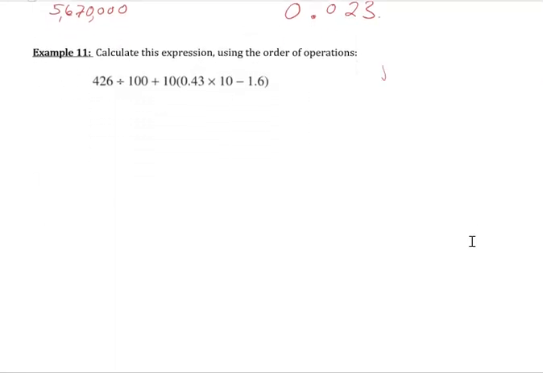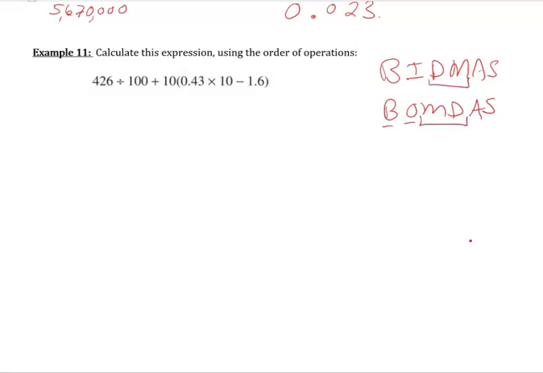Calculate this expression using the order of operations. The order of operations could be BIDMAS or BOMDAS, but we remember that we do brackets, indices or orders, then from left to right multiplication or division, look how they're different, and then from left to right addition and subtraction. So we're going to look at this first. We copy down 426 divided by 100, plus 10 times whatever's in those brackets.